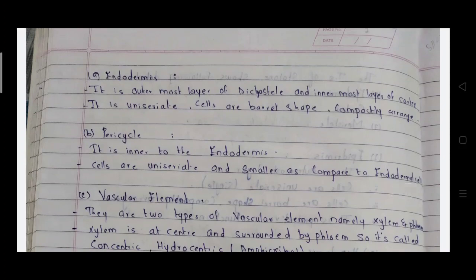The pericycle is inner to the endodermis, and it is also uniseriate, that means it is single layered, and its cells are smaller as compared to the endodermis. The endodermis cells, as compared to the pericycle cells, look larger, and the pericycle cells have a small size.